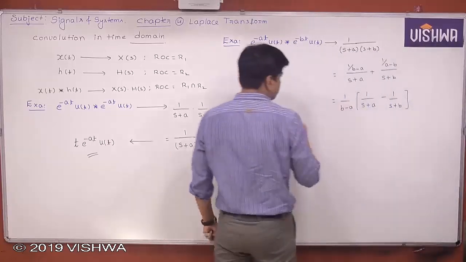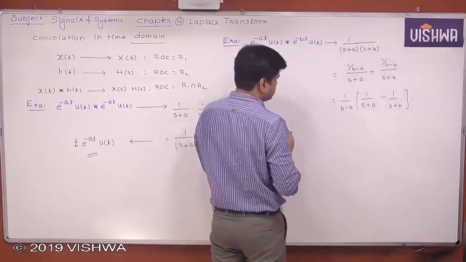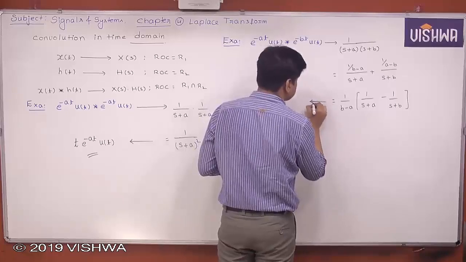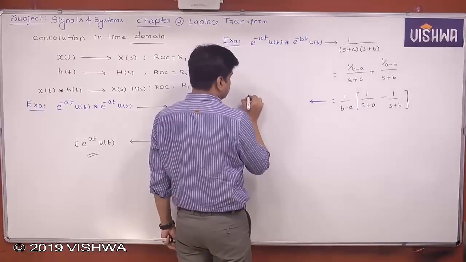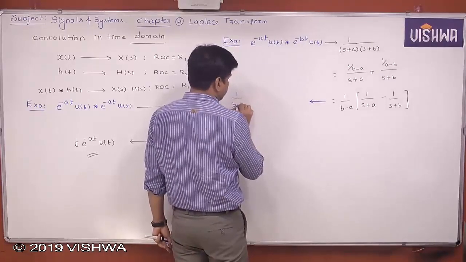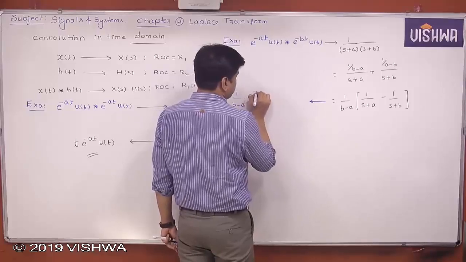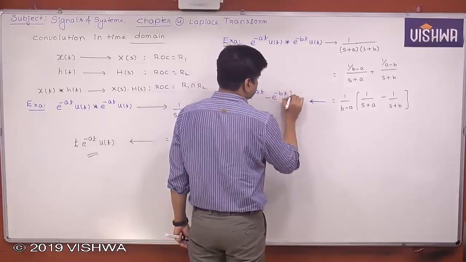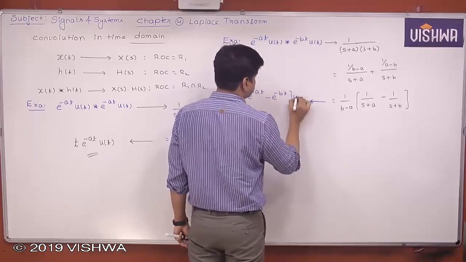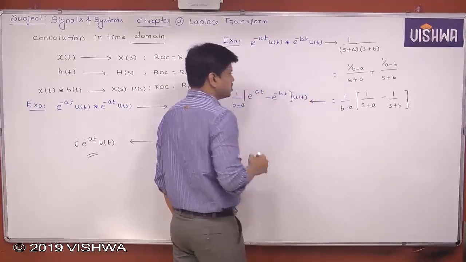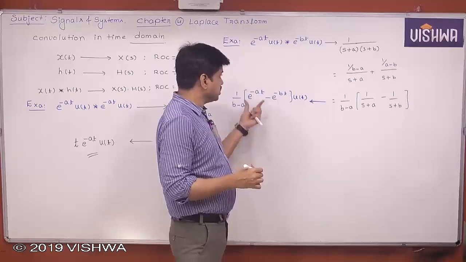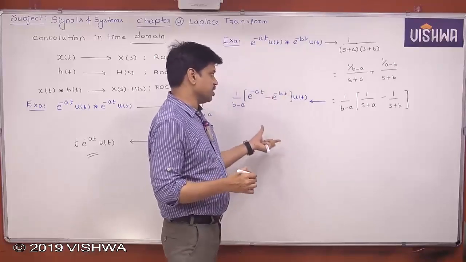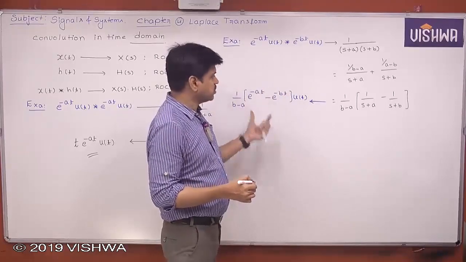Now for this, what is the inverse Laplace transform? If I take the inverse Laplace transform, it is going to give you 1 by (b minus a) times (e power minus at minus e power minus bt) into u of t. So this is what we are going to get. This is going to be much simpler in the Laplace transform if you observe carefully. Clear?